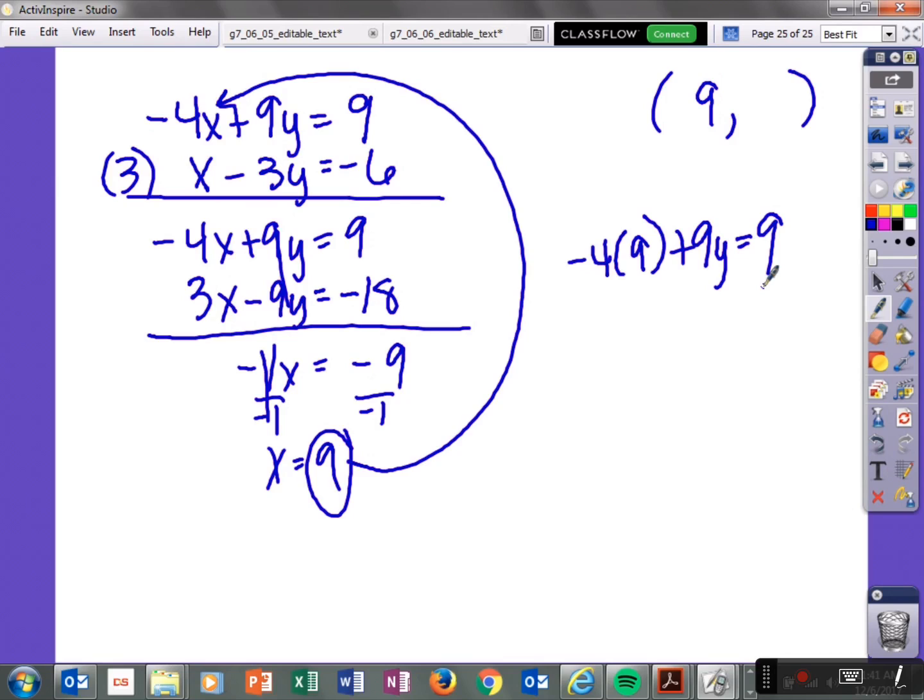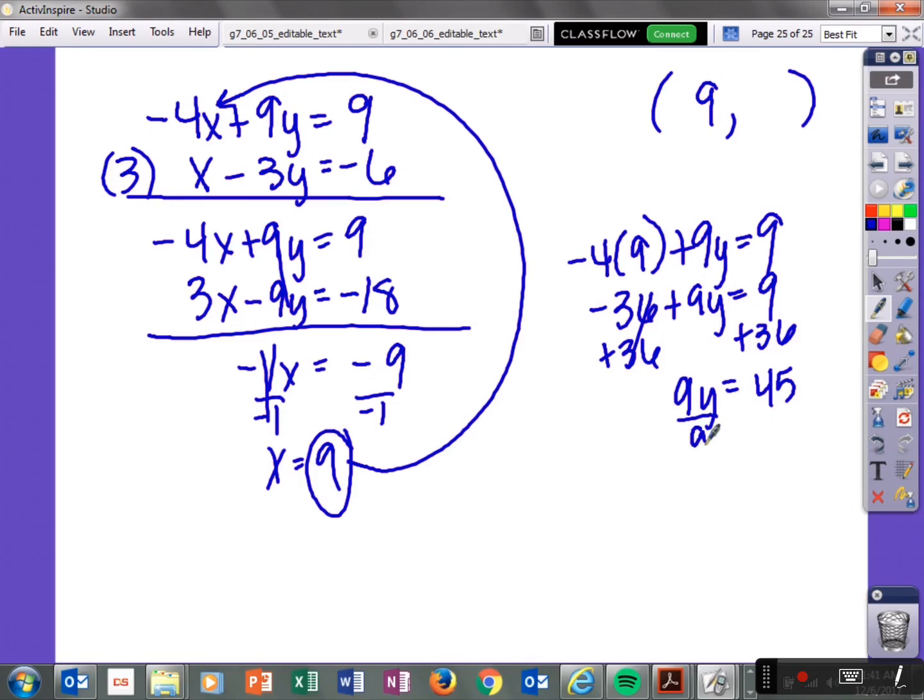Negative 4 times 9 is negative 36. So plus 36 on both sides. 9 plus 36 would be 45. Divide by 9.